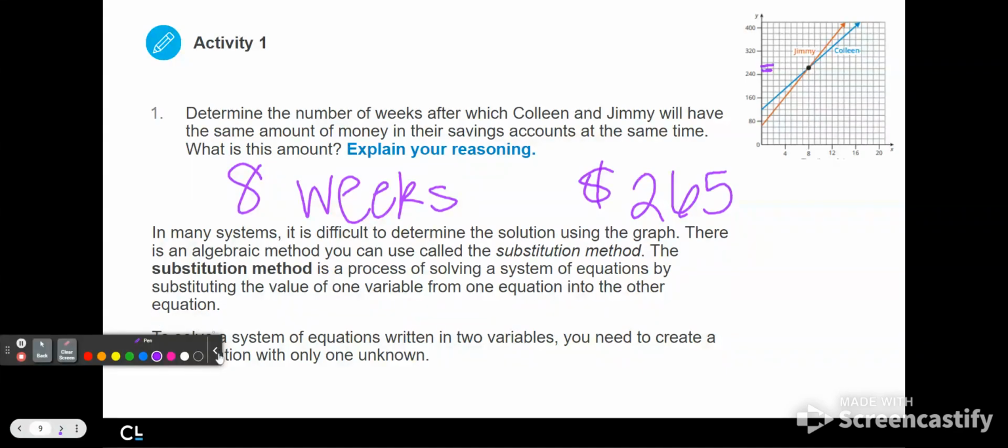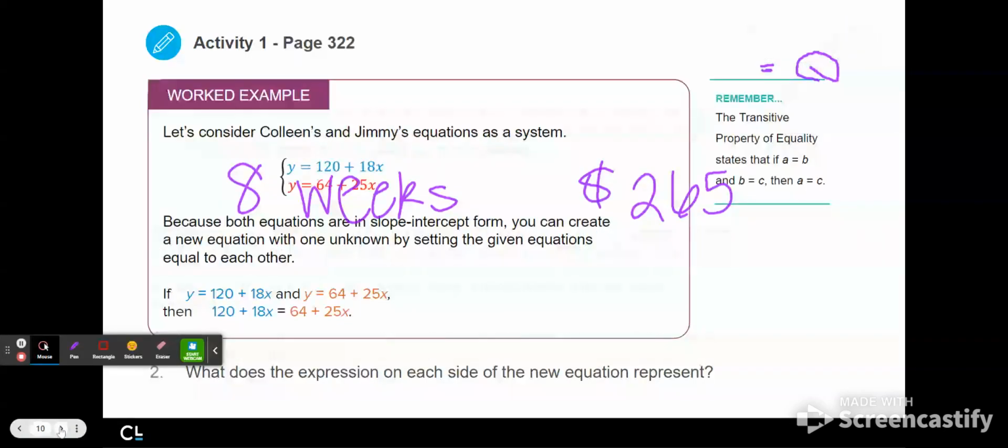In many systems, it's difficult to determine the solution using a graph. And why do you think that this would be difficult to determine using a graph? This graph is perfectly clear. It's absolutely not perfectly clear. It doesn't show me exactly where it is. Okay, with graphs, you kind of have to estimate. There's another way to do this, and it's called substitution. Substitution is when I plug something in, and I work through it that way.